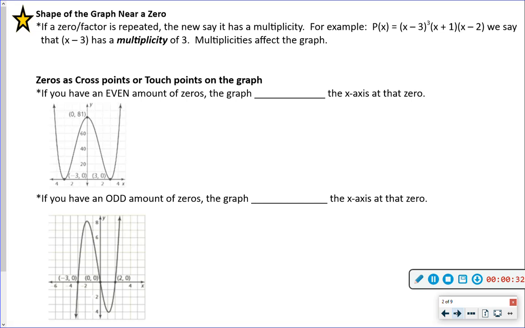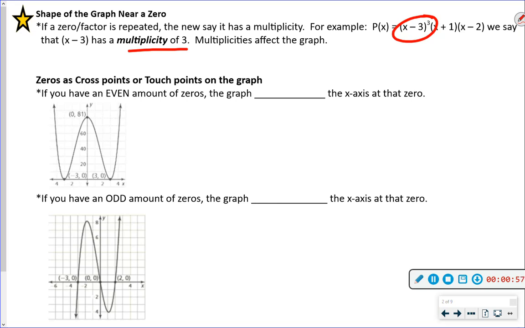So if a zero/factor is repeated, we call that the multiplicity. For example, you can see all of that. We did the graphs yesterday. So like here when you have this x minus 3 cubed, we say we have a multiplicity of 3. There's 3 of those factors, okay? Now, we looked at this yesterday. Yesterday we saw we just had maybe a repeated answer, a pair of answers. Today we might get even a little crazier than that.